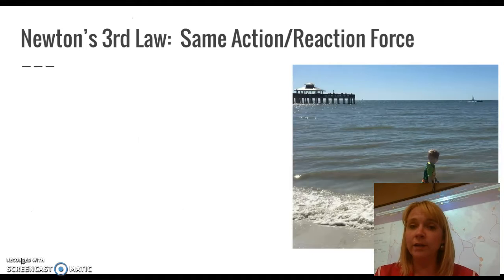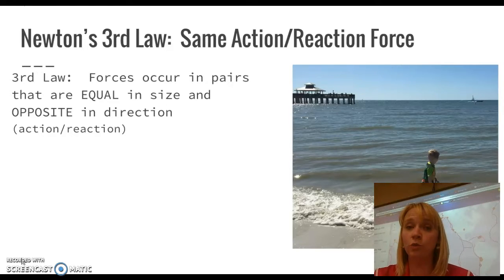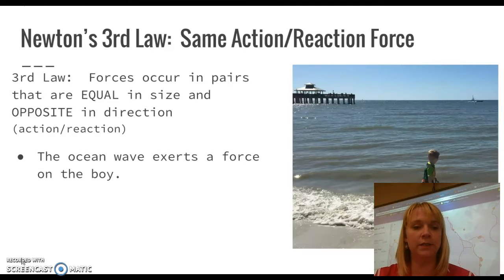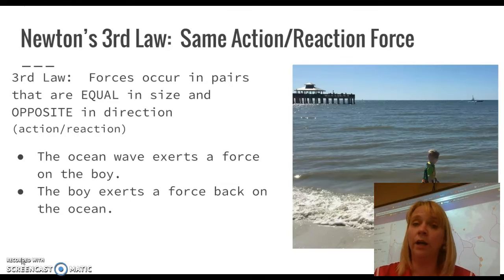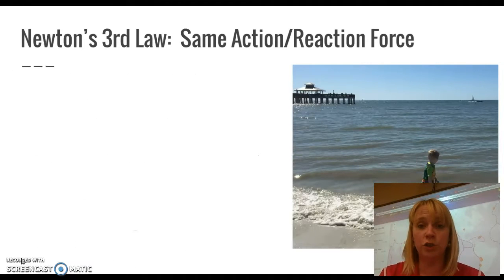Now the third law is sometimes referred to as the action-reaction law. Those forces always occur in pairs, so they are equal in size and magnitude and opposite in direction. The key thing to remember is that the ocean wave exerts a force on the boy, and the boy is going to exert a force back on the ocean wave. The forces are the same, but remember the forces are acting on different objects. One is acting on the boy, one is acting on the ocean wave.